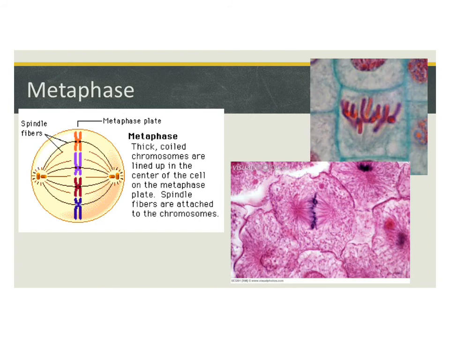So here's what metaphase looks like. In metaphase, you can see the chromosomes are beginning to line up along the center of the cell. Here's an animal cell, and here's a plant cell. You can see the chromosomes lining up. Thick coiled chromosomes are lined up in the center of the cell, and spindle fibers are attached. So here are the spindle fibers. Here's the centrioles on either side, and then you've got your chromosomes lined up in the center.